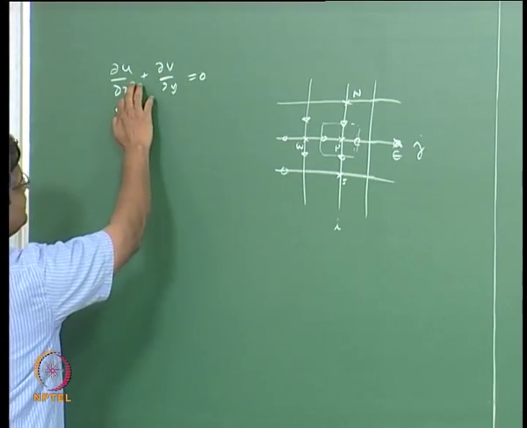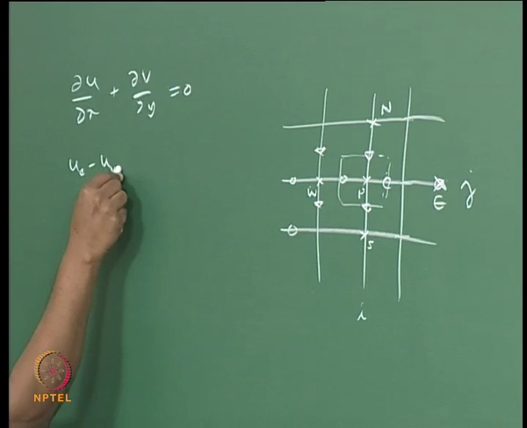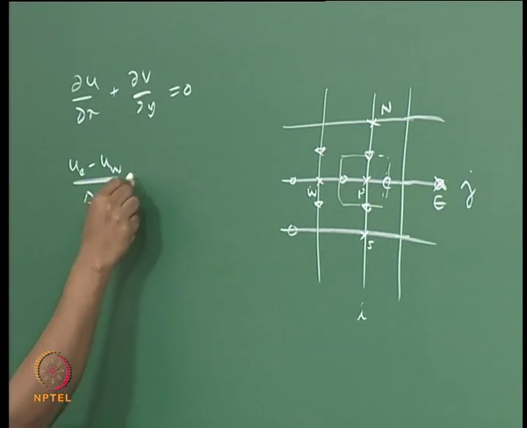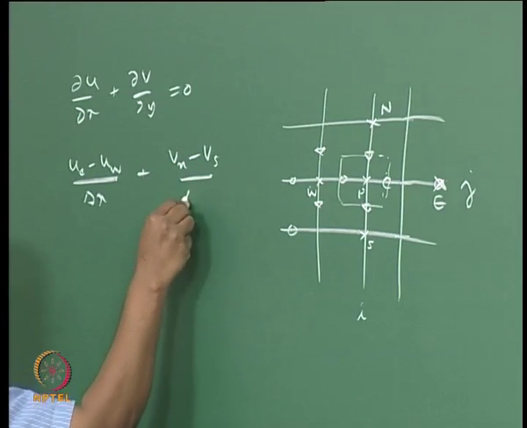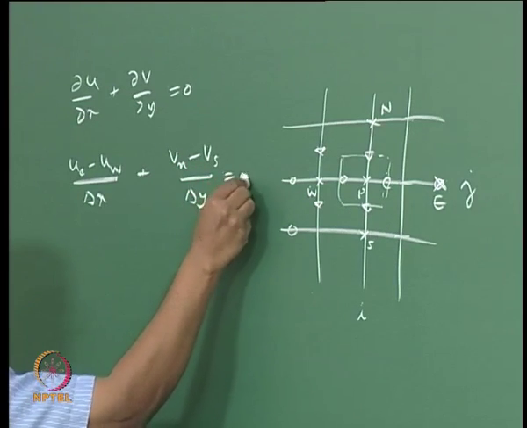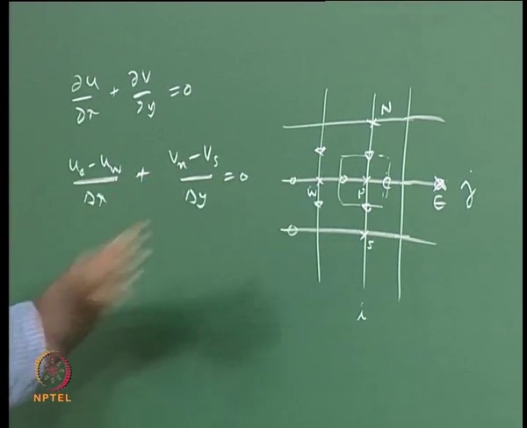When we take this control volume here and we discretize this, we can write this as UE minus UW divided by delta x plus Vn minus Vs divided by delta y equal to 0. And this enables us to introduce the velocity correction UE prime and Vn prime in terms of the pressure correction, and we therefore evaluate the pressure correction.